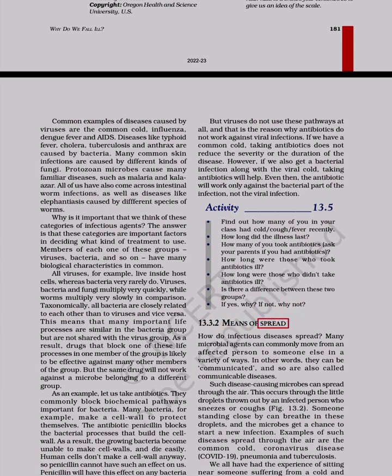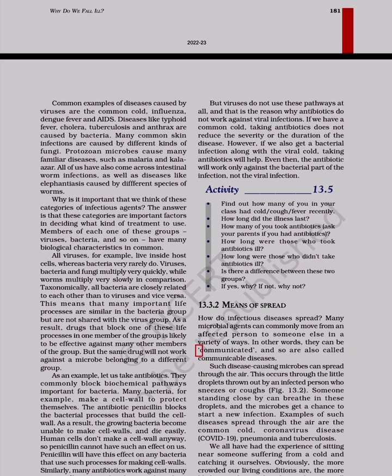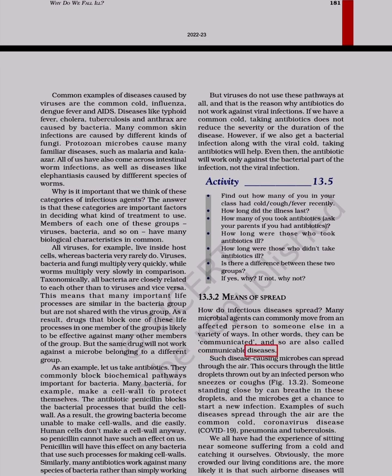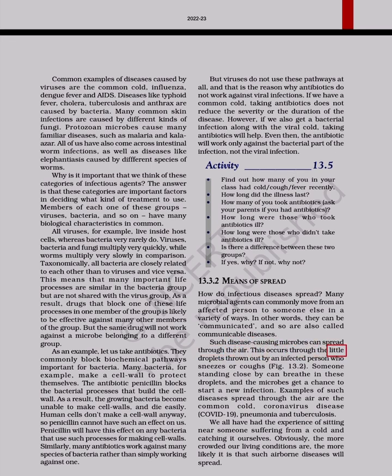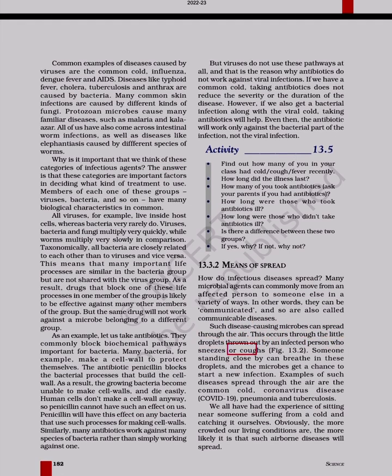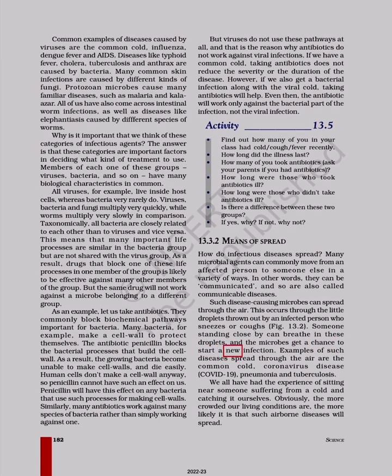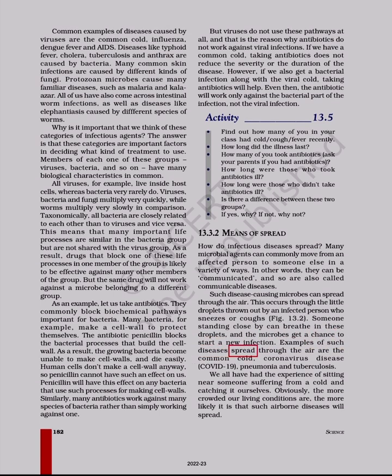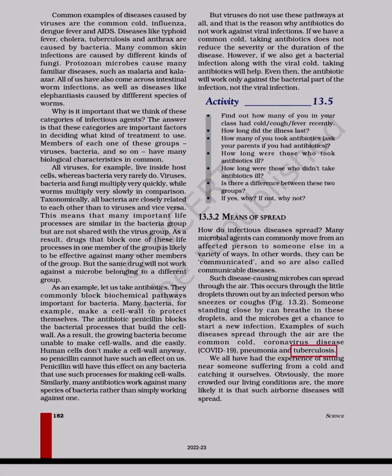2. Means of spread. How do infectious diseases spread? Many microbial agents can commonly move from an affected person to someone else in a variety of ways. In other words, they can be communicated, and so are also called communicable diseases. Such disease-causing microbes can spread through the air. This occurs through the little droplets thrown out by an infected person who sneezes or coughs. Someone standing close by can breathe in these droplets, and the microbes get a chance to start a new infection. Examples of such diseases spread through the air are the common cold, coronavirus disease COVID-19, pneumonia and tuberculosis.